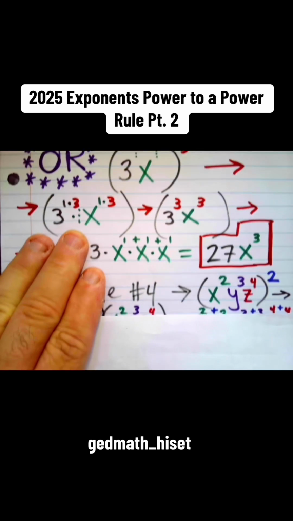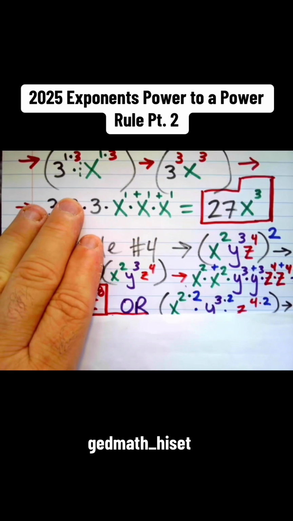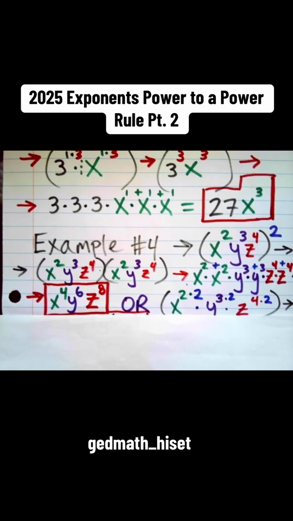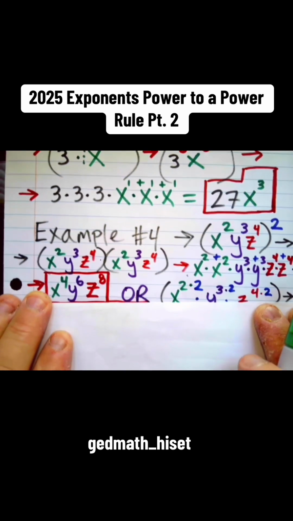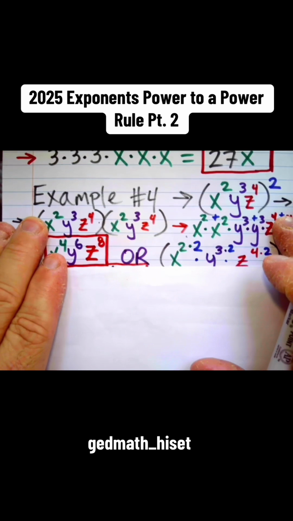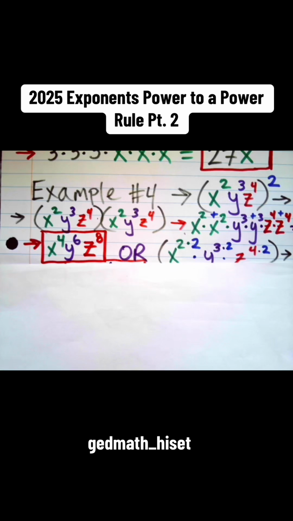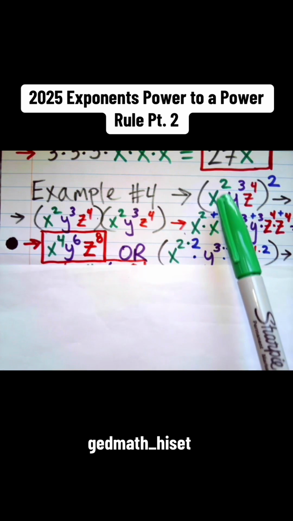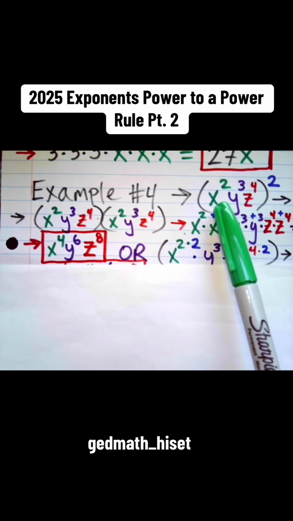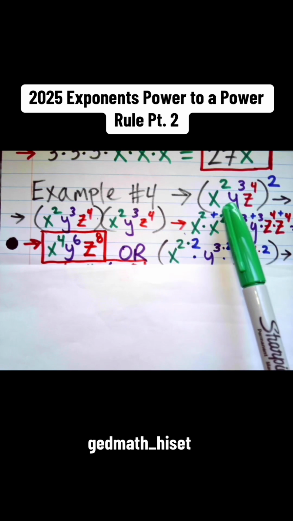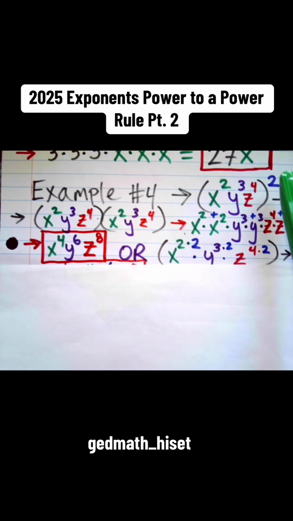All right, let's take a look at this example here. Now, there's a lot of stuff going on here, so I don't want to confuse anyone. Again, I want to show you multiple ways to answer this particular example number 4. There's not just one way to solve many, many problems in mathematics. There is more than one way, and I'll show you another method you can use to come up with the same answer. So in this example 4, we've got inside the parentheses x squared times y cubed times z to the fourth raised to a power, so power to a power of 2.